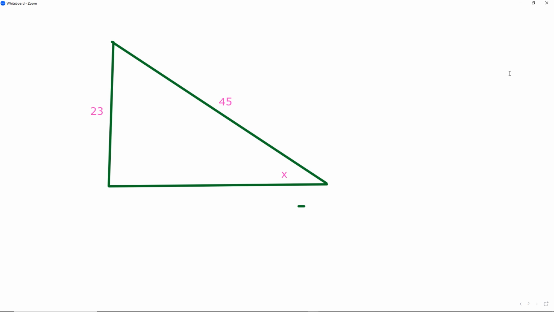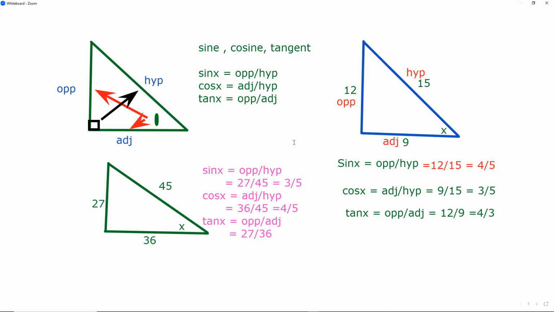The first thing I have to do is identify the sides. I know that this side over here is opposite because it's opposite my x value. You can see that if I go opposite there, that's going to be my opposite side. This is my 90 degrees, so that's going to be my hypotenuse. So hypotenuse would be on this side. Now, if I have opposite and hypotenuse, remember I have to use sine because sine has opposite and hypotenuse in it, like that.